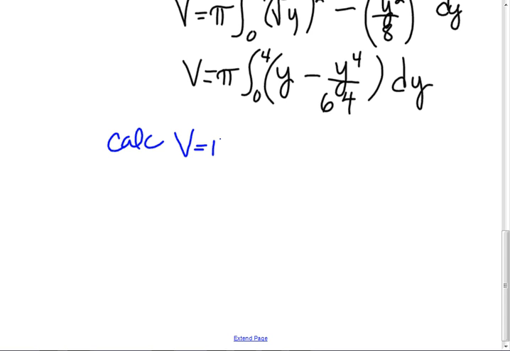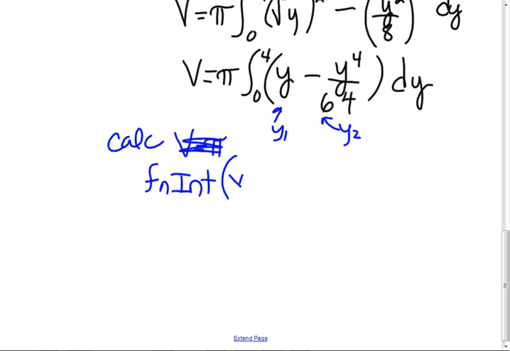V is equal to pi. Don't forget the pi. And, sorry, I want that. FNINT. And we're going to put this one into y1. We'll put that into y2. And I'm just changing the variables. So it's y1 squared minus y2. I would do it this way. I would put y1 is equal to, whatever it is, because that's squared, square root of y. And y2 is equal to y squared over 8.